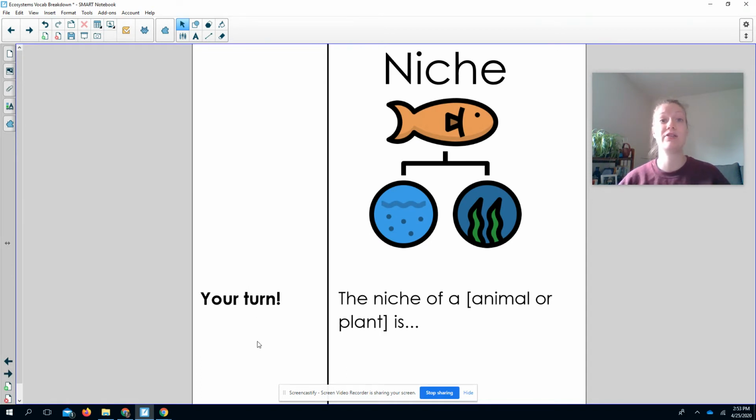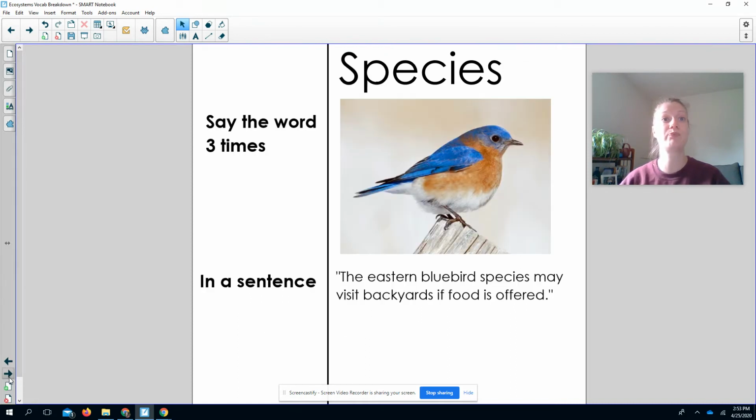Your turn. The niche of a blank is blank. So maybe you give me an animal. So what is the niche of a squirrel? What is the niche of the tree outside your house? Do that now. Okay, moving on.